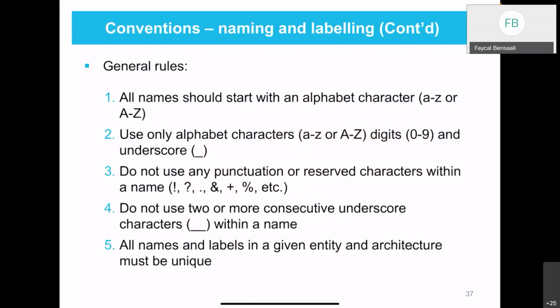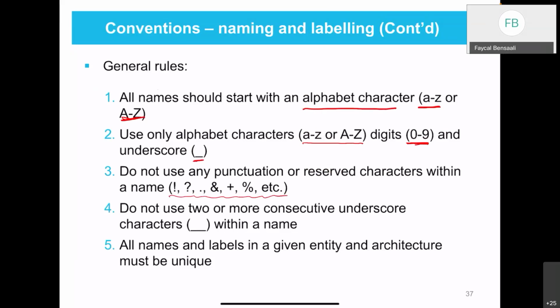Names. Rules that you need to follow when you use names. Otherwise, if you don't follow these rules, you will get syntax errors. So with names, we can use the alphabet characters, A to Z, lowercase or uppercase. You can use numbers as well, digits from 0 to 9, in the names. And you can use underscores. So those are the allowed characters that you can use in a name. So basically you cannot use other types of characters.